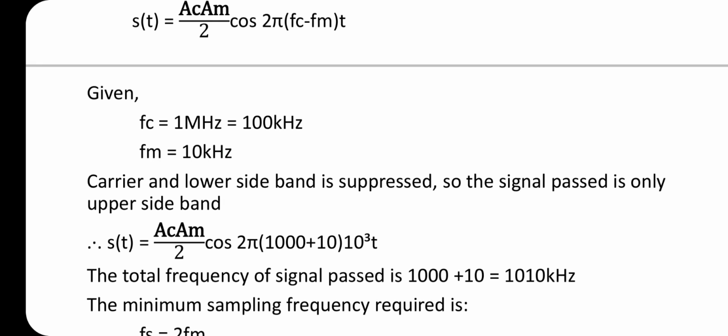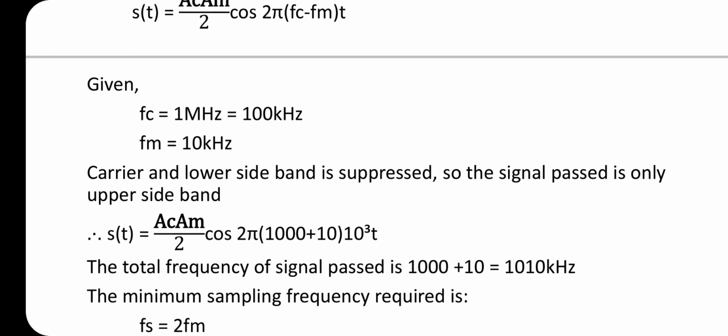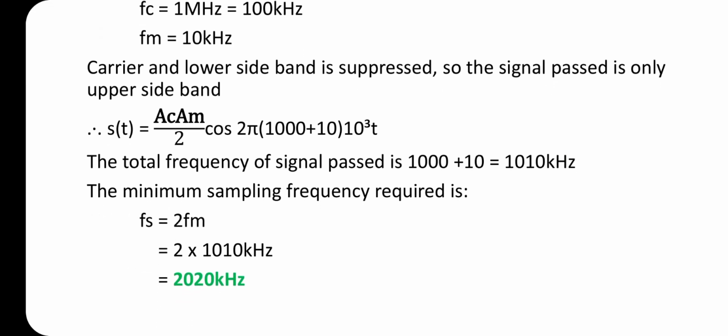Given carrier frequency is 1 MHz and message signal frequency is 10 kHz. That is, fc equal to 1 MHz, which is equal to 1000 kHz, and fm equal to 10 kHz. Carrier and lower sideband are suppressed, so the signal passed is only the upper sideband. Therefore, S of t equal to Ac Am by 2 into cos 2 pi (1000 plus 10) into 10 raised to 3 t. The total frequency of the signal passed is 1000 plus 10, which is equal to 1010 kHz.